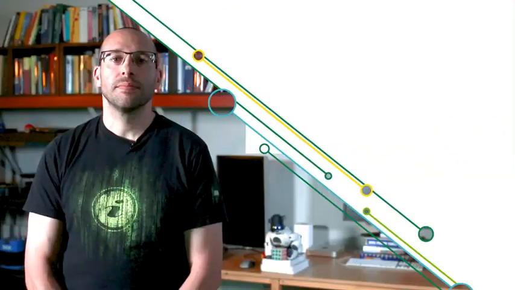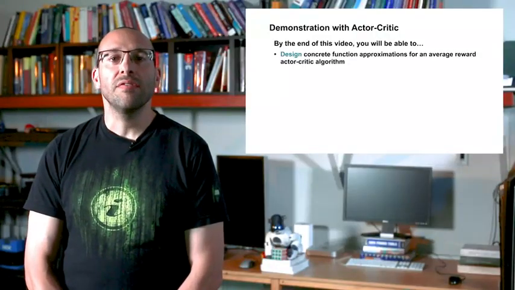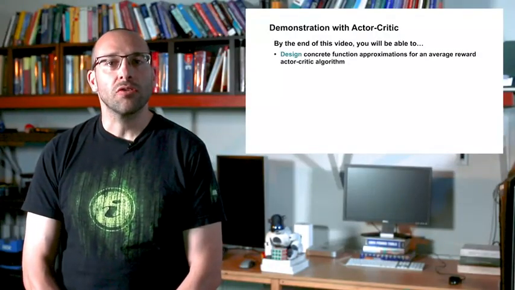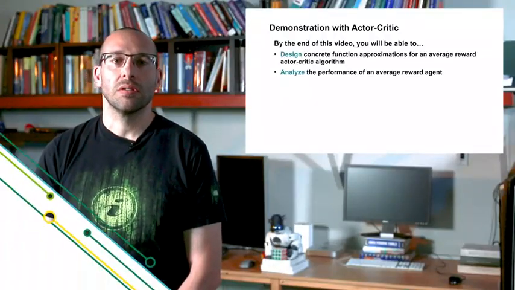In this video, we will see how the Actor Critic algorithm works on a classic control task, the pendulum swing-up problem. By the end of this video, you will be able to design a function approximator for an average reward Actor Critic algorithm and analyze the performance of an average reward agent.